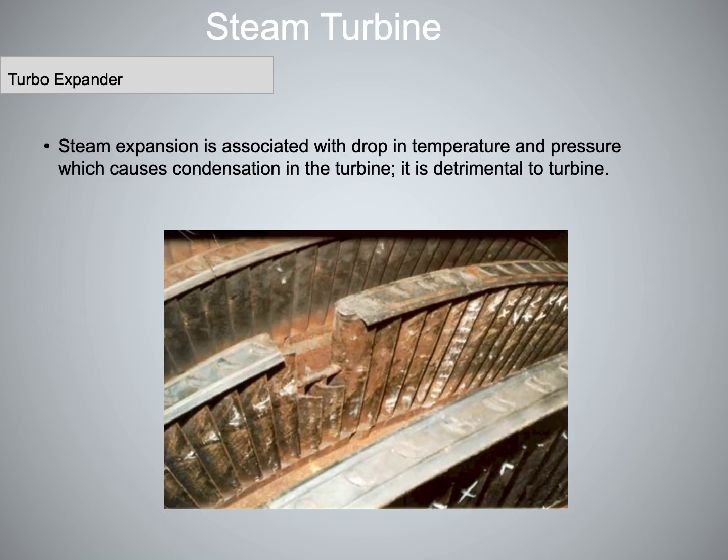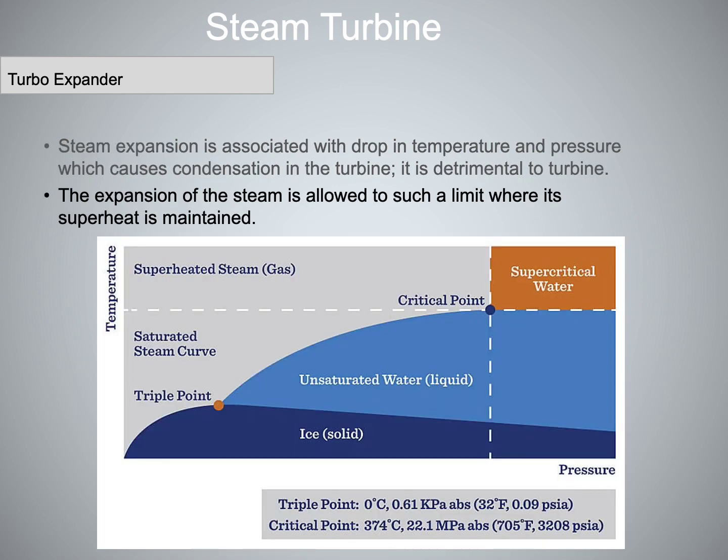Steam expansion is associated with drop in temperature and pressure, which causes condensation in the turbine. It is detrimental to turbines. The expansion of the steam is allowed to such a limit where its superheat is maintained.